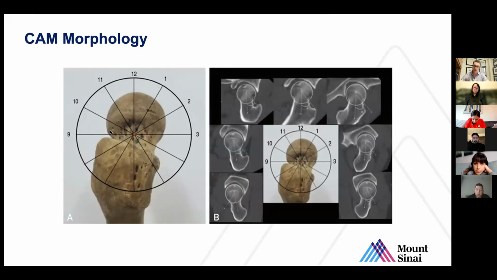Now, if you have posterior cams, which we're not going to get into much at all in this discussion because they're much less common, and I don't want to go too in depth with things that are less common. Those may be challenging to get to arthroscopically, and you may have to do a surgical hip dislocation to get to some of those posterior cam lesions.